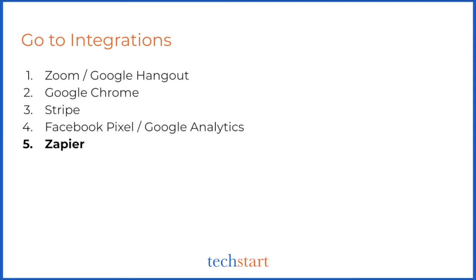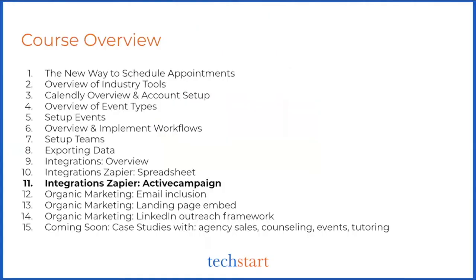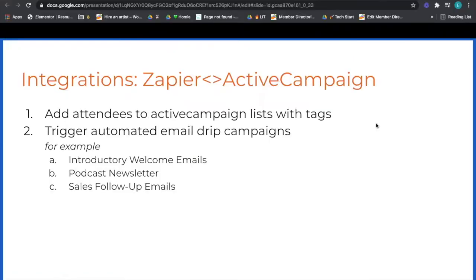Of course, Stripe, if you're trying to collect some transactional money, you want to get that integrated. There's a Facebook Pixel or Google Analytics integration, and then there's Zapier, okay? The reason why I've got Zapier bolded here is because in lesson 10, we're going to go over the Zapier Sheets integration with Calendly, as well as the Zapier Active Campaign integration. Okay, so let's just jump in to the integrations overview.